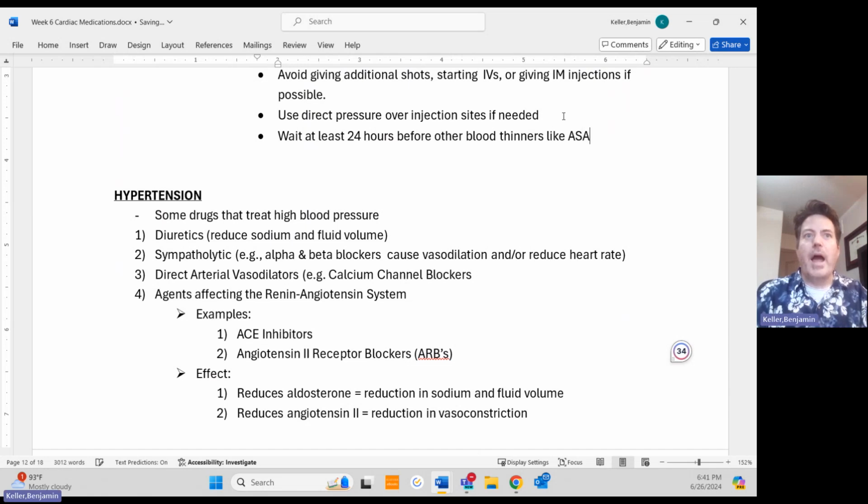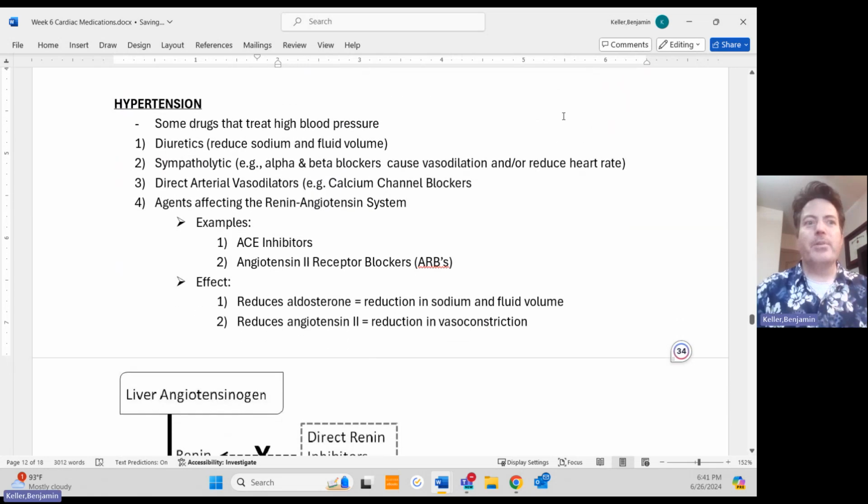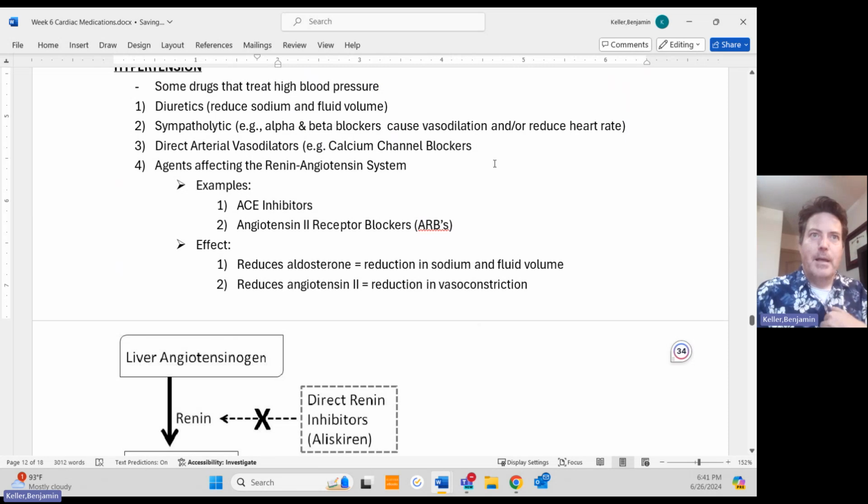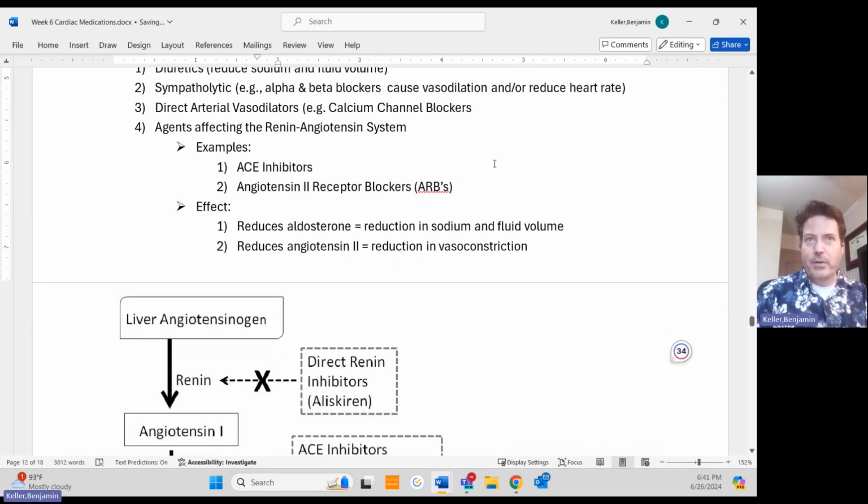There we go. All right, hypertension. Some drugs that break up hypertension or high blood pressure. You're going to have diuretics. They reduce sodium and fluid volume. Sympatholytics, which means those are going to be alpha and beta blockers. Sympatholytic: sympatho means SNS. Lytic means to break it up or to stop, blow it apart. So they cause vasodilation or they reduce your heart rate. You have your direct arterial vasodilators, which are like your calcium channel blockers.